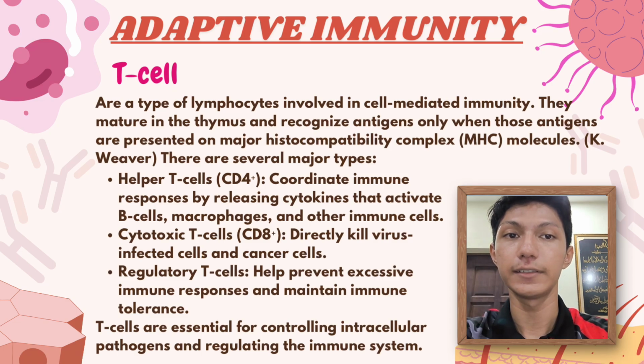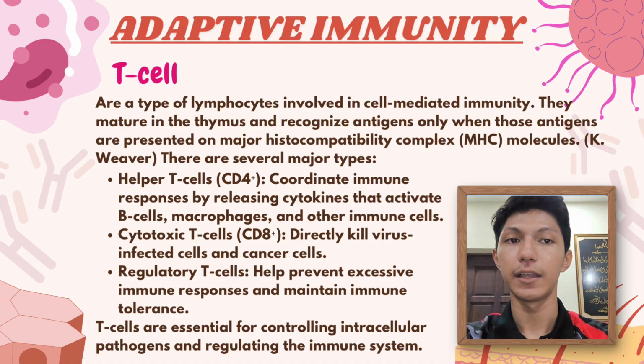The next component is T cells. T cells are a type of lymphocyte involved in cell-mediated immunity. They mature in the thymus and recognize antigens only when those antigens are present on major histocompatibility complex, also known as MHC, molecules. There are several major types. First is helper T cells, CD4, which coordinate immune response by releasing cytokines that activate B cells, macrophages, and other immune cells.